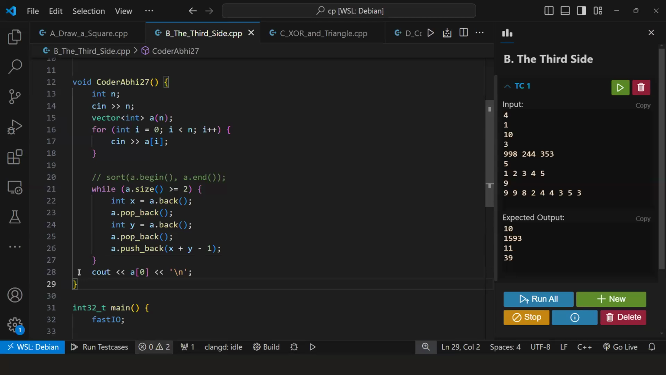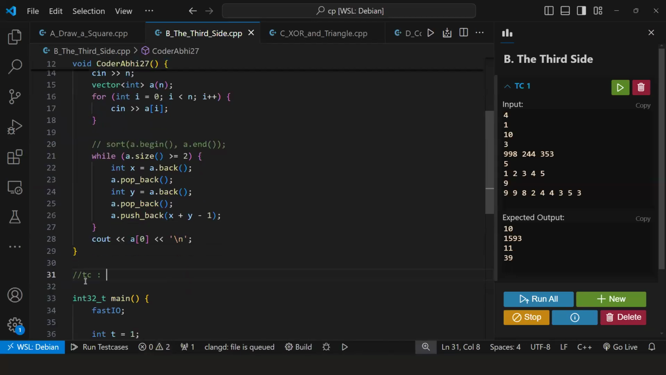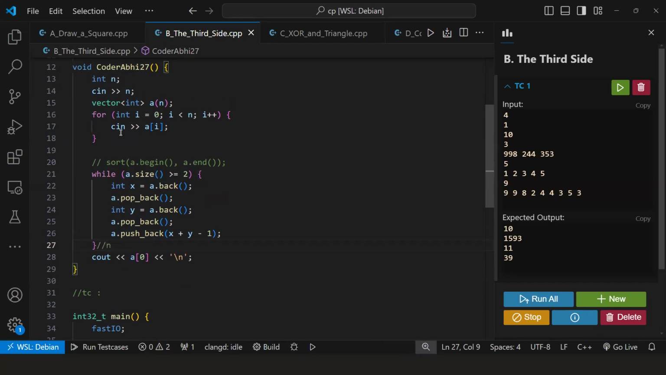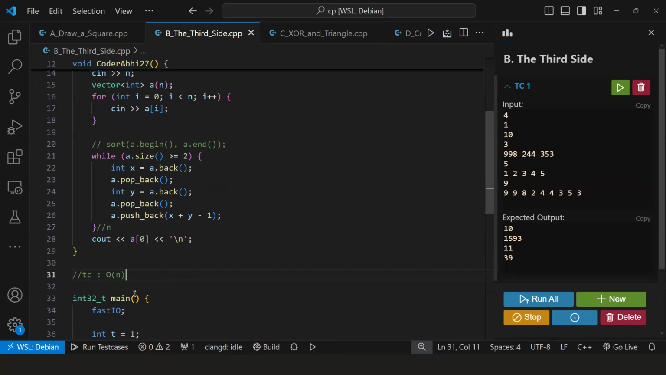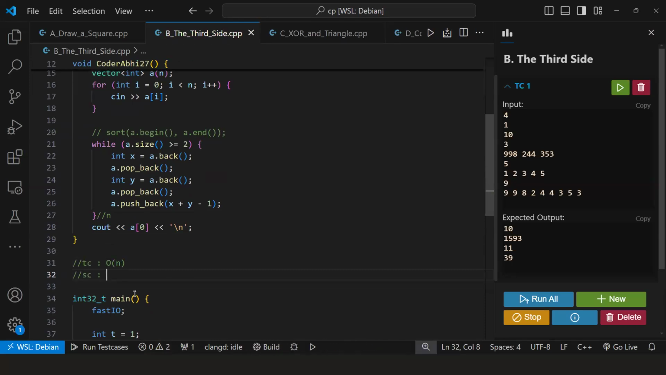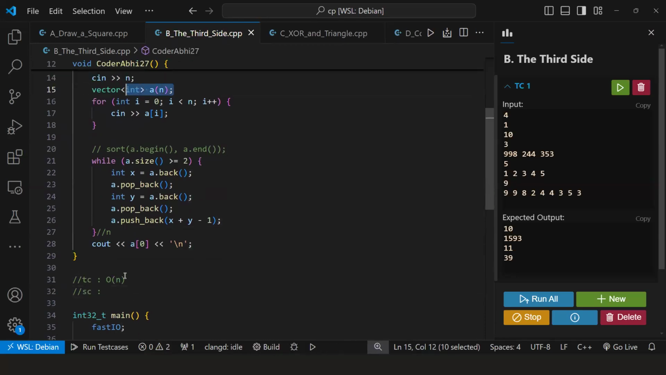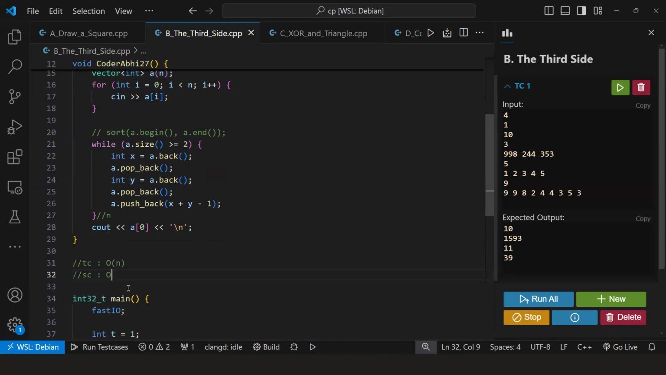Okay, and its time complexity. Obviously, you are running a while loop which is running at max n times. These are all order of one operations. So this is running n times, and that's all. For input also, you are taking order of n time. So order of n. And space complexity: the input array you are having is of size n. So that's the space complexity.